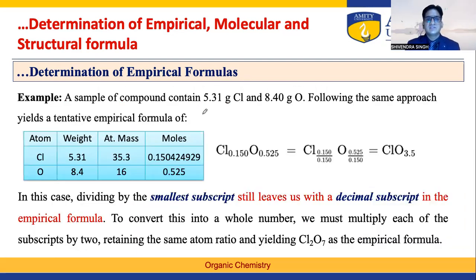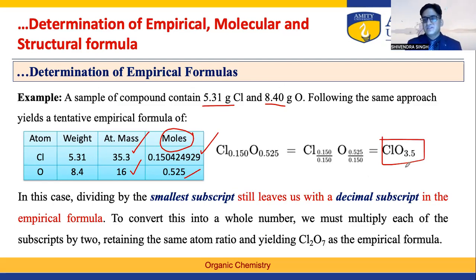Similarly, if you talk about the empirical formula of other molecules, like if we have 5.31 gram of chlorine and 8.40 gram of oxygen, then you have to apply the same concept. We know the atomic mass of chlorine is 35.6 and oxygen is 8. Then first we have to figure out the number of moles. Once we have the number of moles, we simply divide by the smallest number. Among these two, this is the smaller number, 0.5. So we will get ClO3.5.